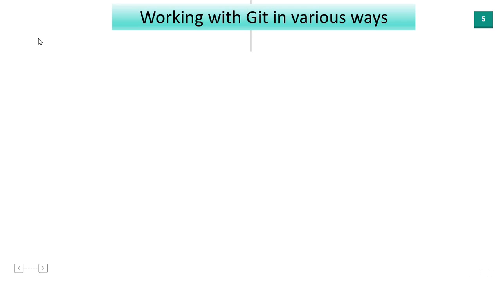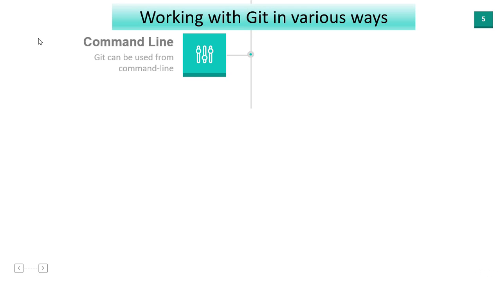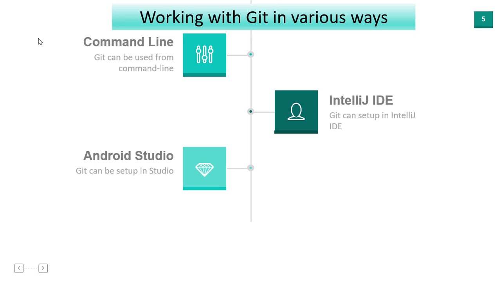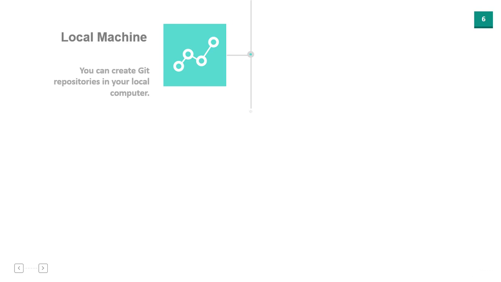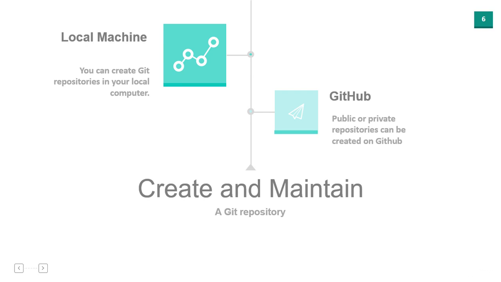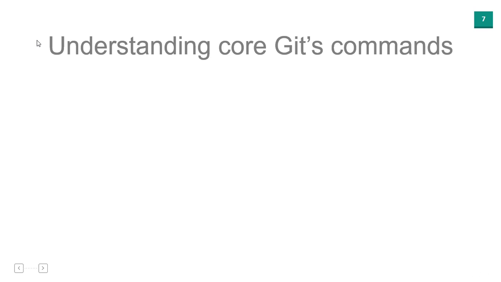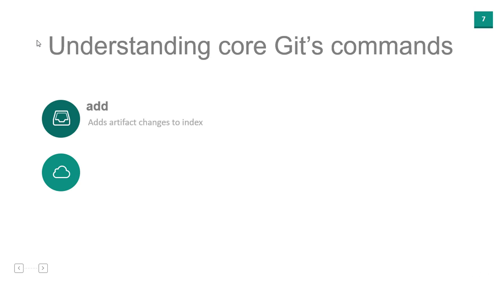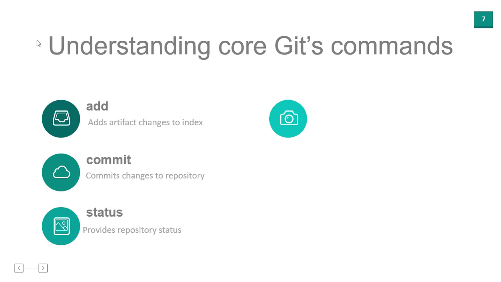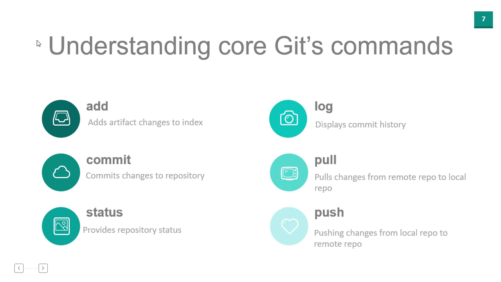We will examine how to use Git from the command line or from software development tools like IntelliJ, Android Studio, and Eclipse. Special stress has been laid upon showing how Git integrates with those popular IDEs. You will learn how to create and maintain your own Git repositories on your local computer and how to create new repositories on GitHub. We will understand core Git commands like add command, commit command, status command, log command, pull command, push command, and many more.